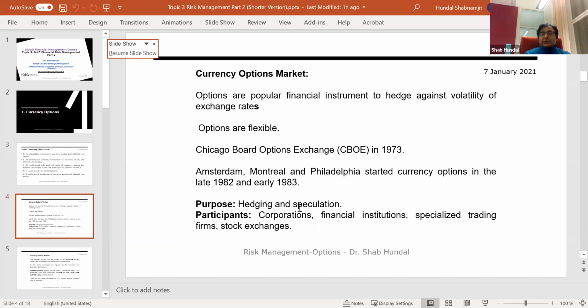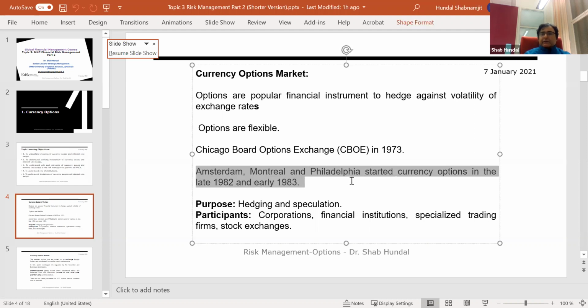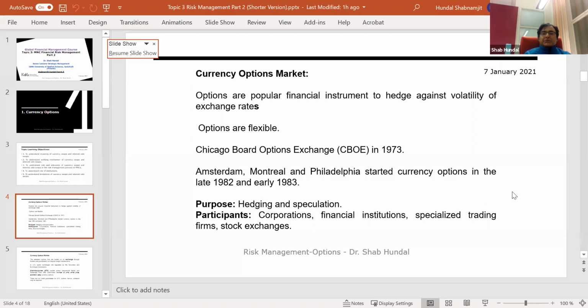Options used to be traded. In fact, the Amsterdam Stock Exchange is well known for having options way back, perhaps in the 17th century, or maybe early 18th century. But unfortunately, it could not carry on its legacy popularity for a long time. So Chicago is the biggest option exchange, even though Amsterdam, Montreal, Philadelphia, they are very old and very famous option exchanges also.